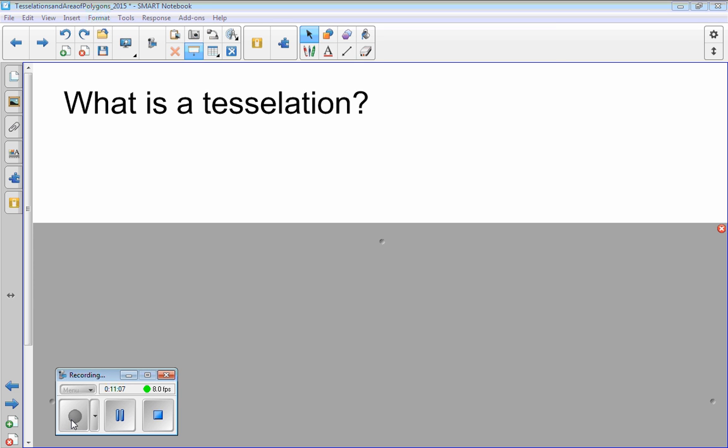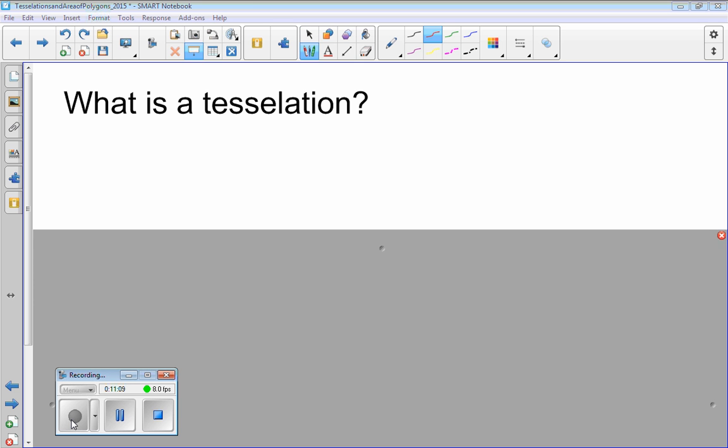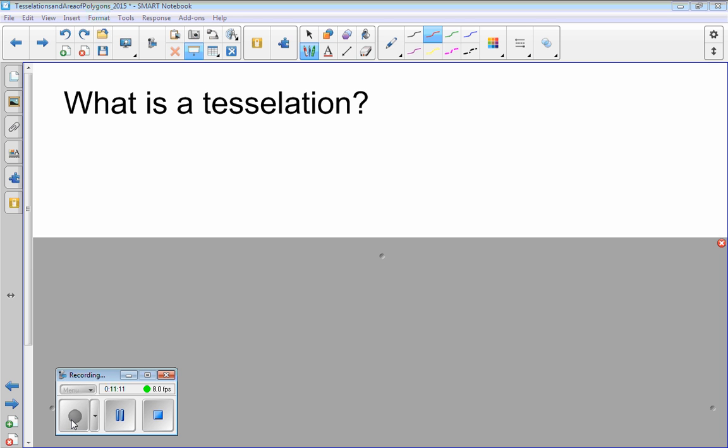Okay? So a tessellation is simply when you have a shape that repeats in a pattern, and it's a shape that covers a plane. Remember what a plane is, a flat surface, without any gaps. So a shape that repeats and covers a plane with no gaps.